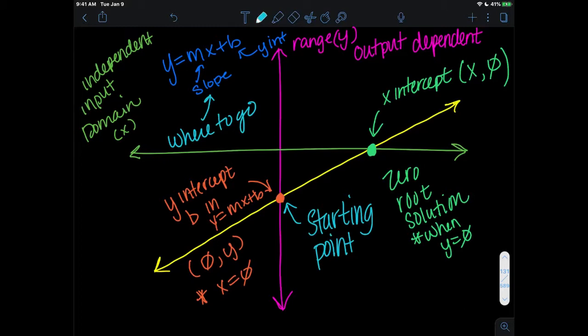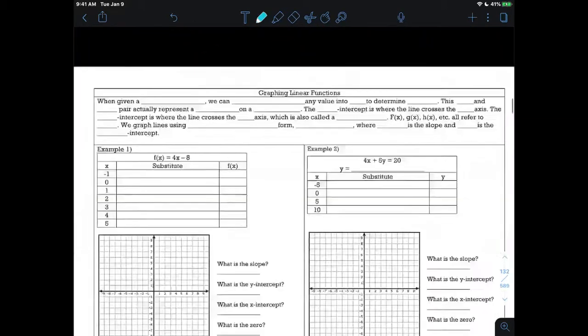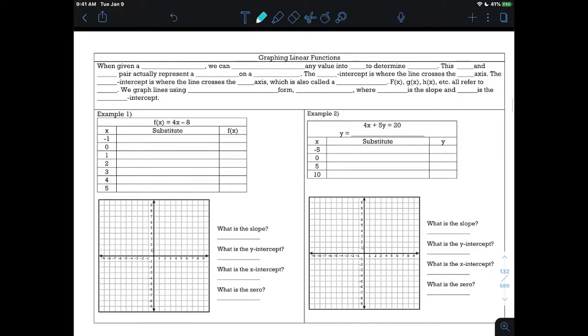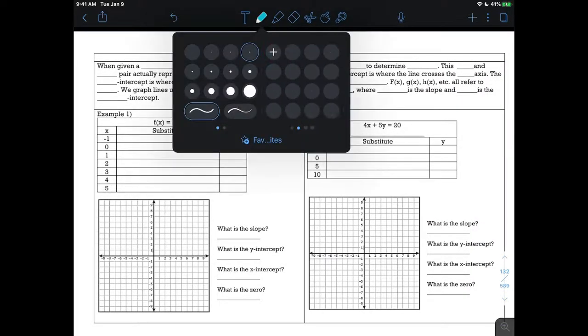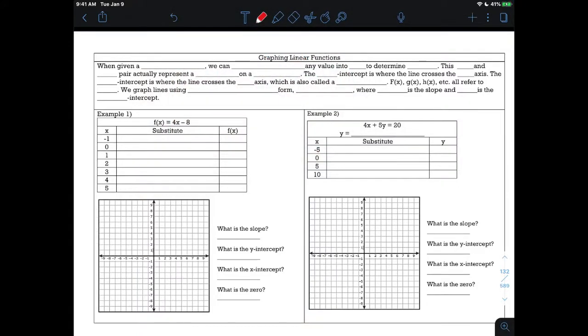All right, so that should cover mostly everything. Let's go ahead and get into the day's lesson. All right, so graphing linear functions. Okay, let's go ahead and get back to red.